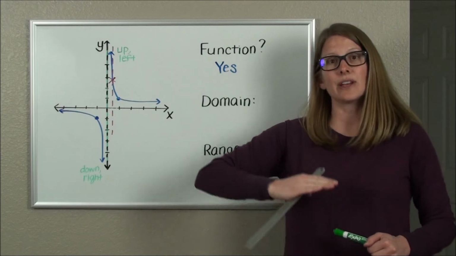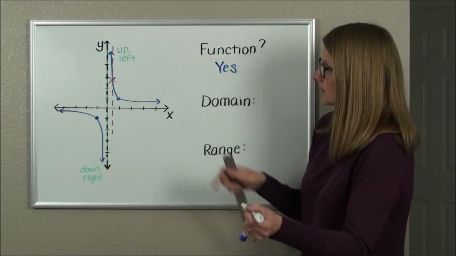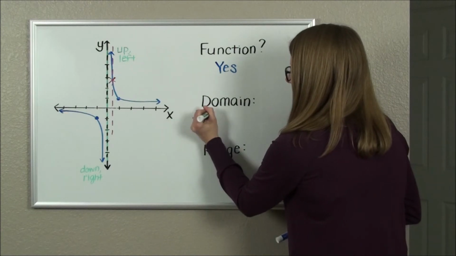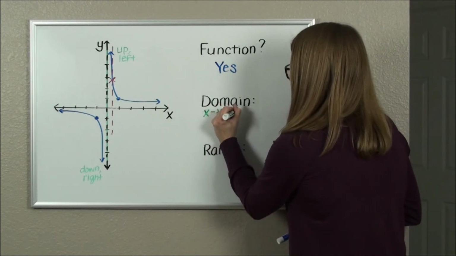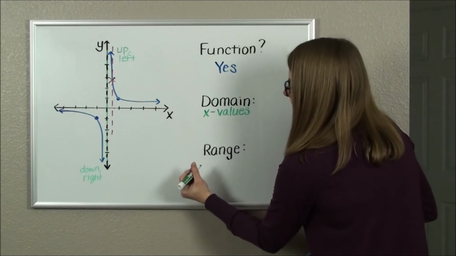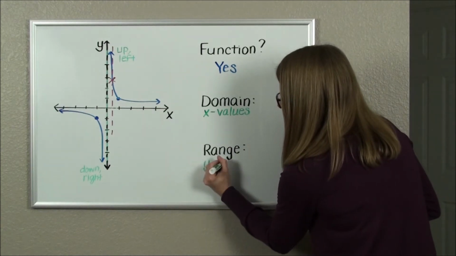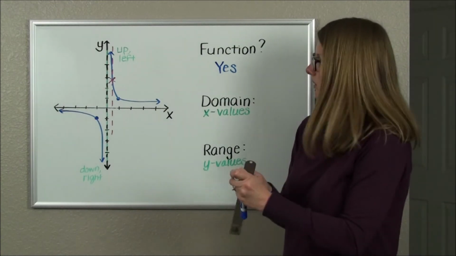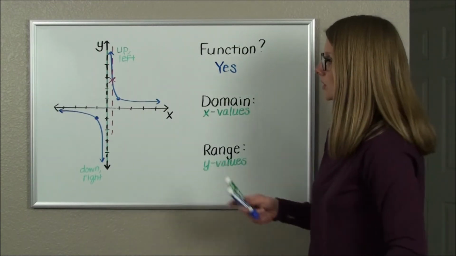let's find the domain and range of this function here, and this one's going to be super fun. So again, domain is your x values and range is your y values. Let's talk x values first. This is where we go from the left to the right.